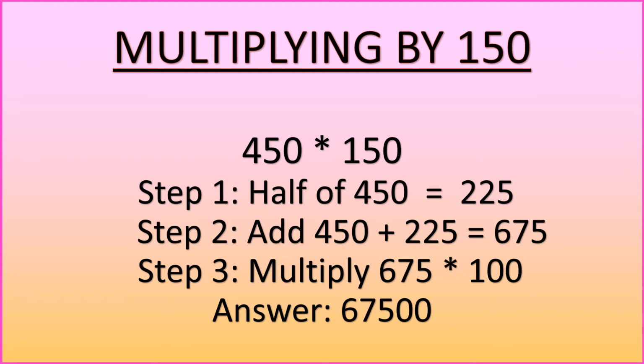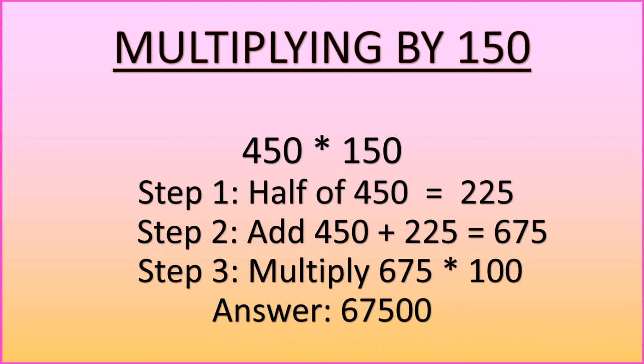Here we have taken an example of 450 multiplied by 150. In the first step, we take half of 450, which is 225. In the second step, we add 450 and 225. In the third step, we need to multiply the answer by 100.